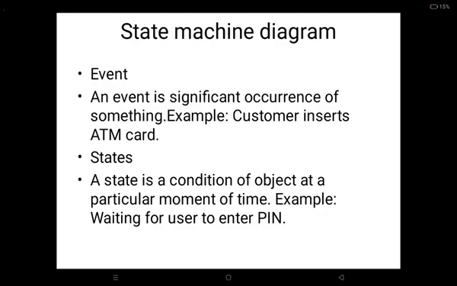What do you mean by state? What is the condition of the object at a particular moment of time? For example, after entering the PIN number, the user has to wait. So waiting for the user to enter a PIN number is a state. State is nothing but the condition of the object. Once the PIN number is validated, the user can withdraw an amount or deposit an amount. The state is the current condition of the object at a particular moment of time.